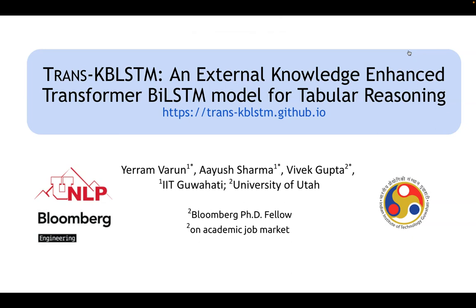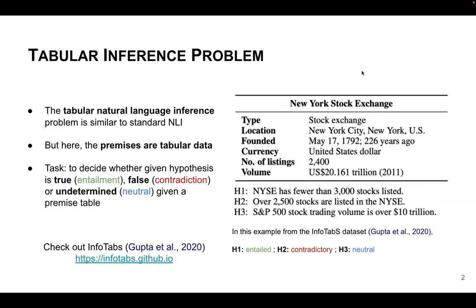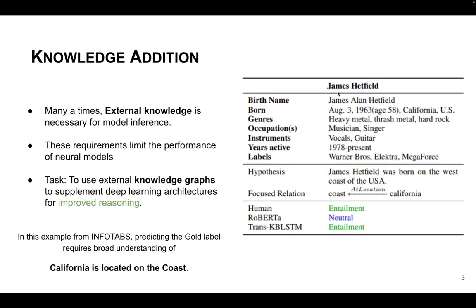I am presenting on TansKBLSTM, an external knowledge enhanced transformer based BiLSTM model for tabular reasoning. So let's first introduce the tabular reasoning problem. It's very similar to a standard NLI. The only difference is that here we are given a table premise rather than a sentence premise, and given another sentence as a hypothesis, we have to determine whether it is true, false, or undetermined. That is entail, contradict, or neutral. You can check our earlier work InfoTabs for more details.